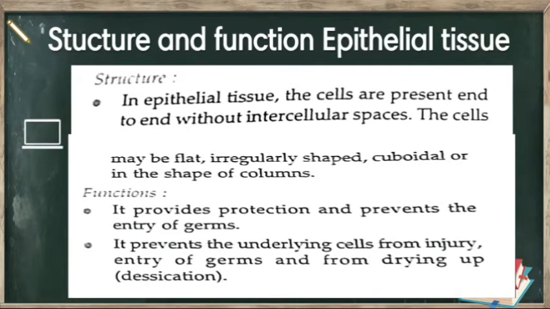And moving to structure and function of epithelial tissue, talking about structure, in epithelial tissue, the cells are present end to end without any intercellular spaces between them. The cells may be flat, irregularly shaped, cuboidal, or in the shape of columns. Next, function. It provides protection and prevents the entry of germs. It protects the underlying cells from injury, entry of germs, and also from drying up.